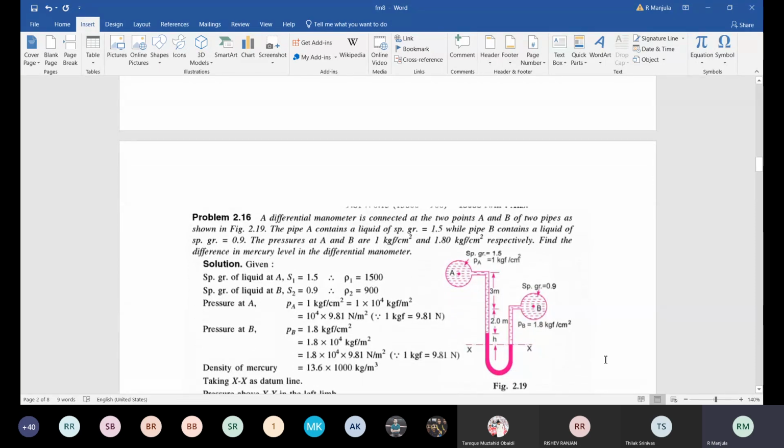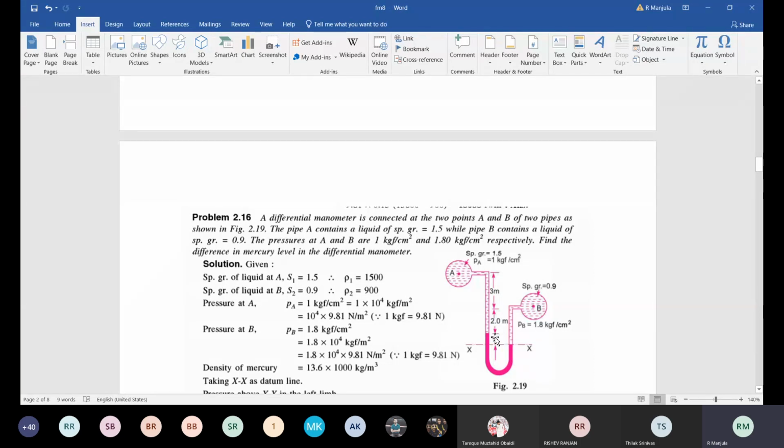The differential manometer is connected at 2 points. Now you can consider there are two different pipes and two different deviations. One is having a specific gravity of 1.5 with PA given here. Pressure at A is given as 1 kg force per centimeter square and PB is also given as 1.8 kg per centimeter square. Now the question asked is to find the difference in the mercury level H. So H is asked here.